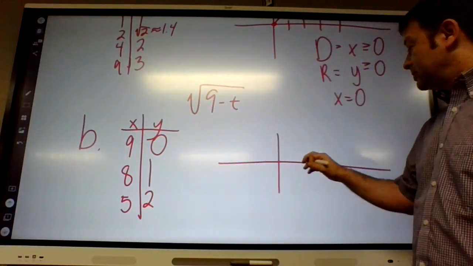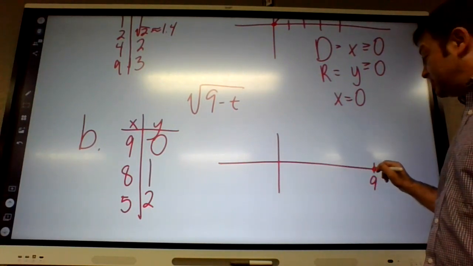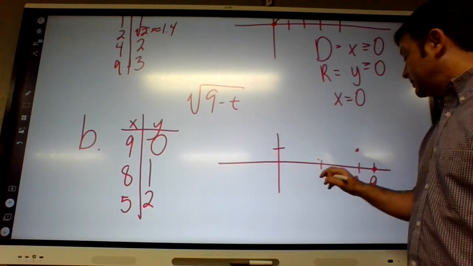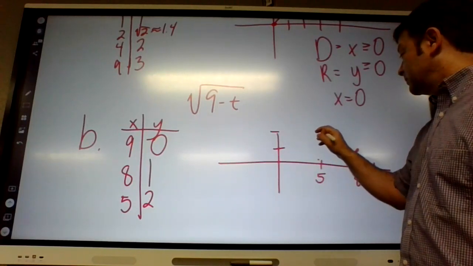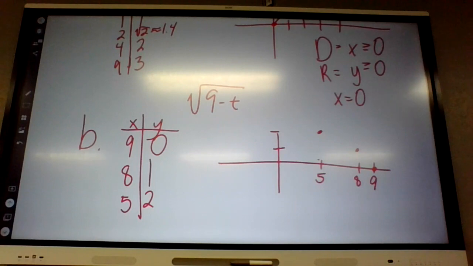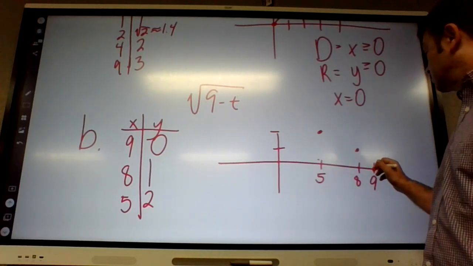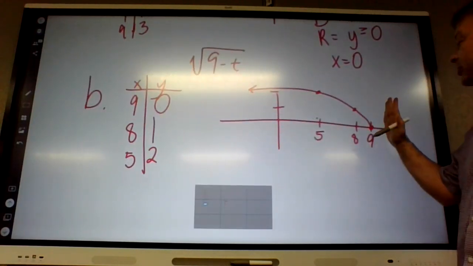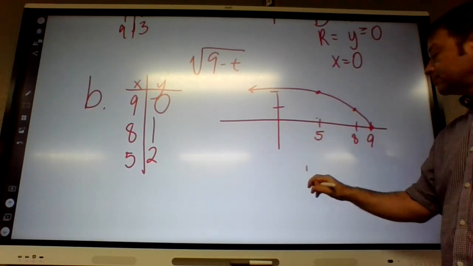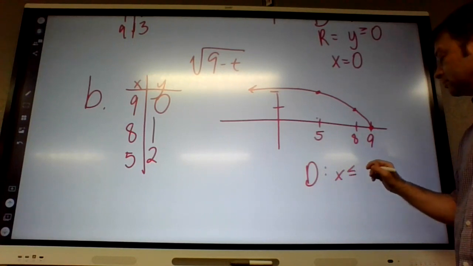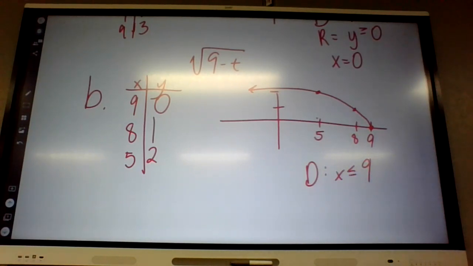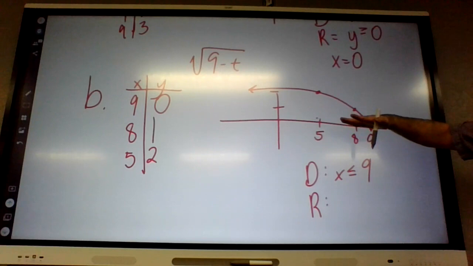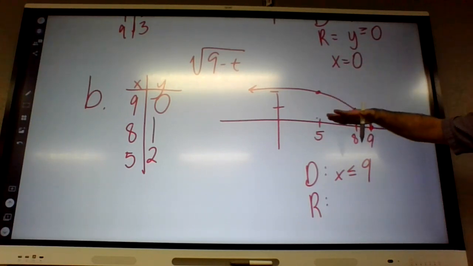So let's see what this looks like. I'm going to kind of cheat here. 9, 0, 8, 1. Let's say 5 is about there, 5, 2. So it looks like the domain is x less than or equal to 9. And then y is greater than 0? Yeah, it's kind of like the last one. We're starting at the x-axis going up, so y is greater than or equal to 0.